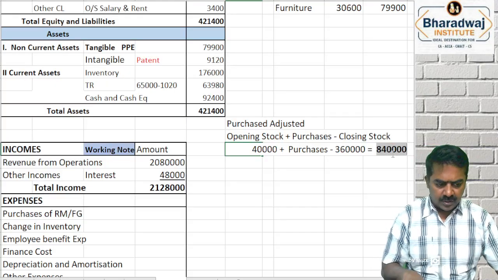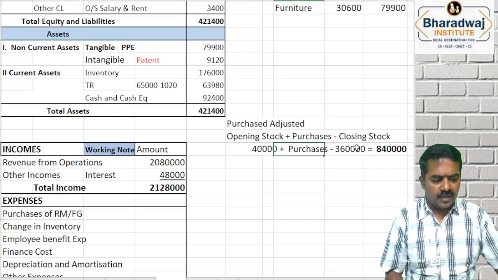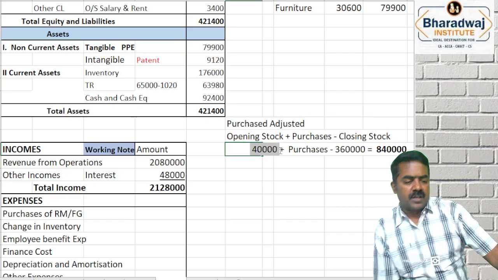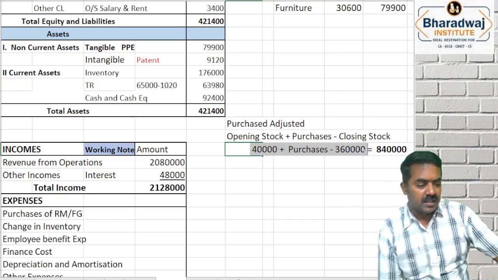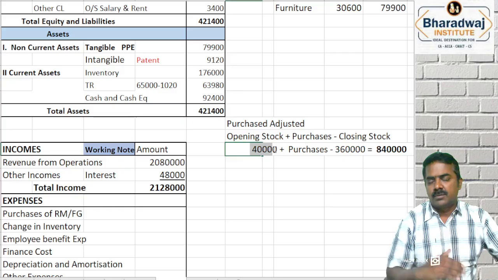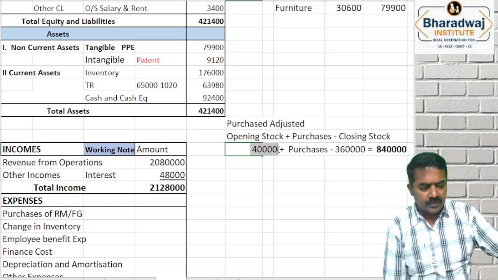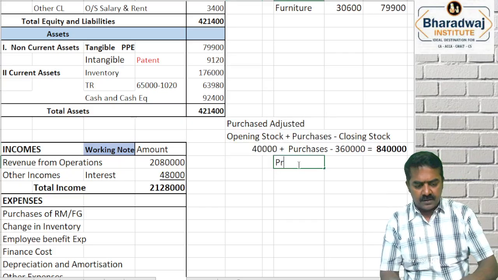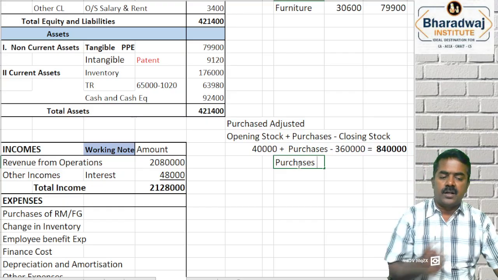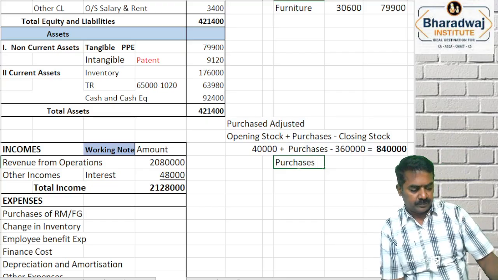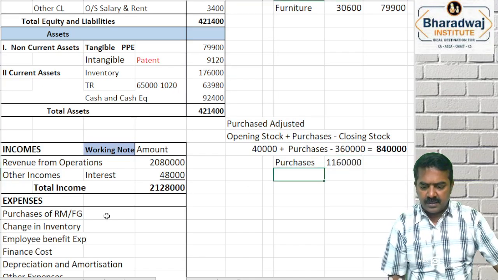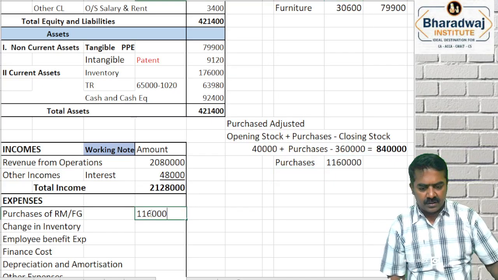If you solve this, purchases will be 8,40,000 plus 3,60,000 minus 40,000. Understood how the opening stock came? Closing stock is 3,20,000 more than the opening stock. Now, if closing stock is 3,60,000, the opening stock would have been less by 3,20,000. So when you solve this, you will get purchases: 8,40,000 plus 3,60,000 minus 40,000, 11,60,000. So in the purchases of material and finished goods, you can take 11,60,000.